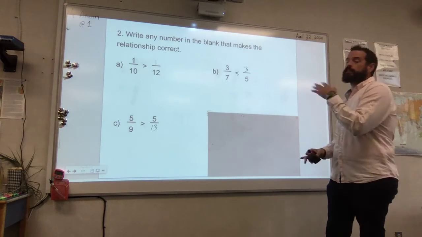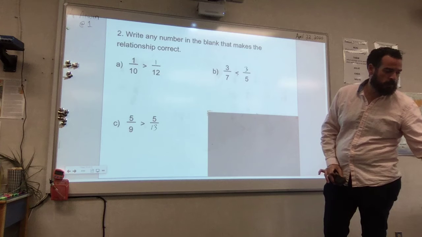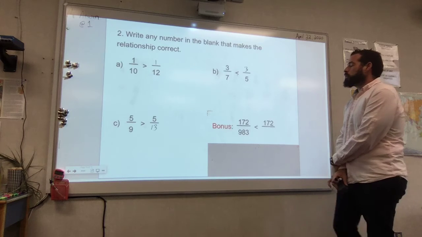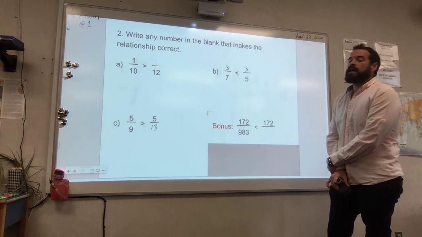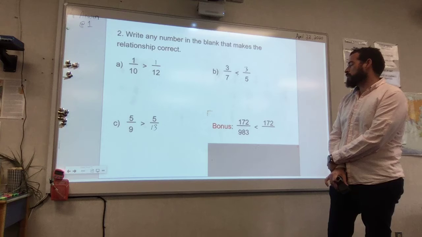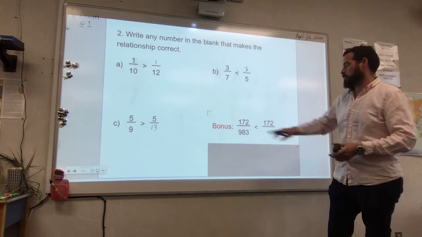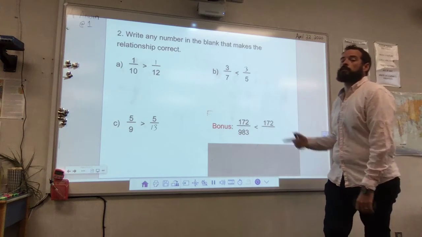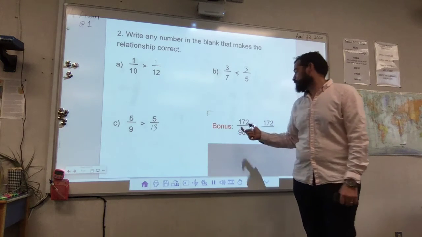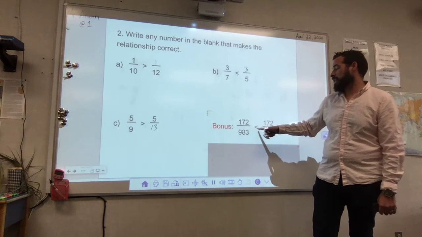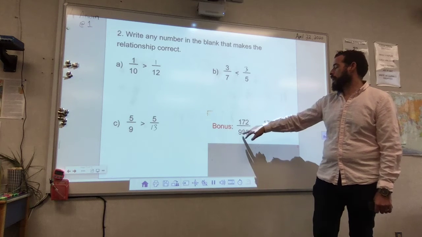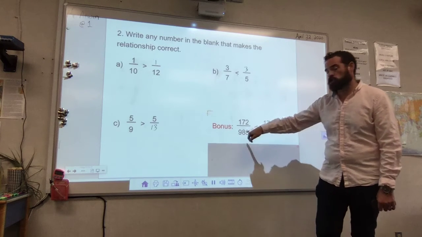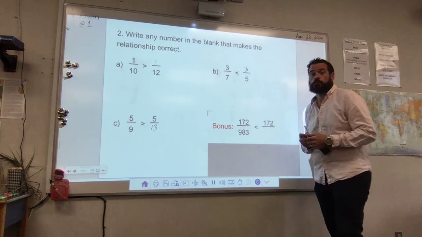Now, of course, with these bonuses, as you're probably aware, it's going to be a big number. So we've got 172 over 983 is less than 172 over blank. Notice, numerators are the same. We've got 983 here, but we're going to need to find a different denominator. Since it's less than, that means we are going to have a number here that is smaller than 983.